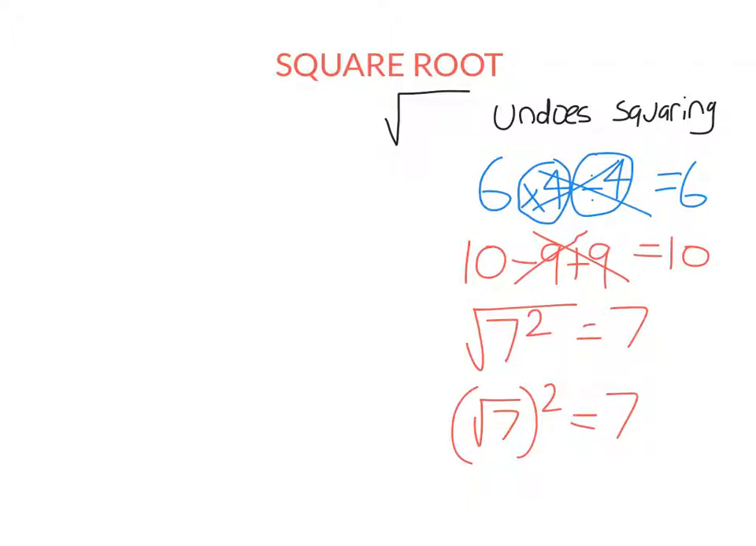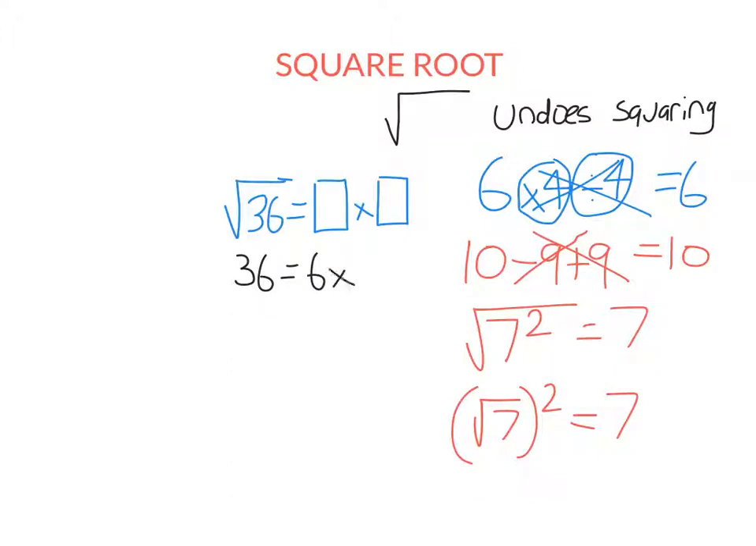So if I have something that I want to calculate like this, square root of 36, what I am saying is, what number do you multiply by itself to get 36? What number can I put in both of those boxes to get 36? Of course, 36 is equal to 6 times 6. 36 is equal to 6 squared. So that means that the square root of 36 is equal to 6. 6 is the number you multiply by itself to get 36.